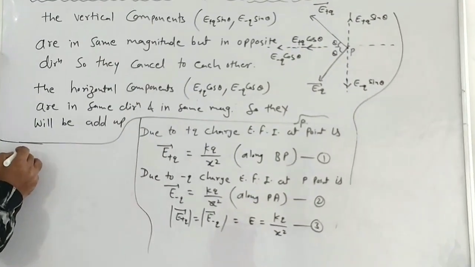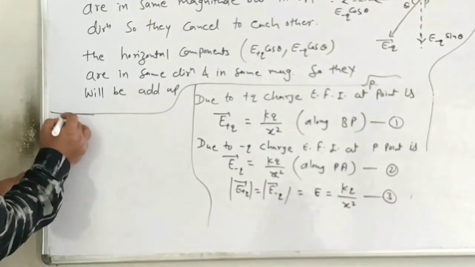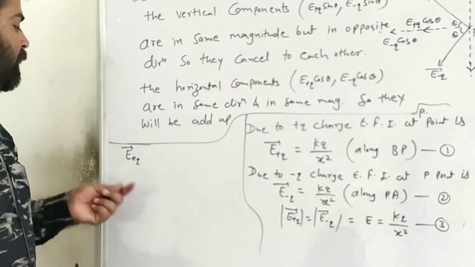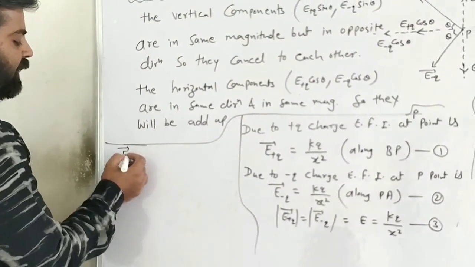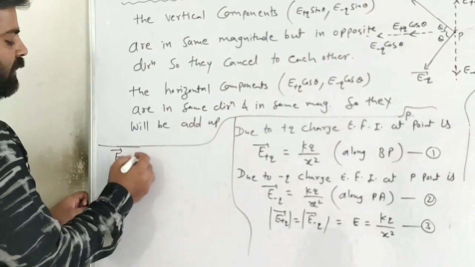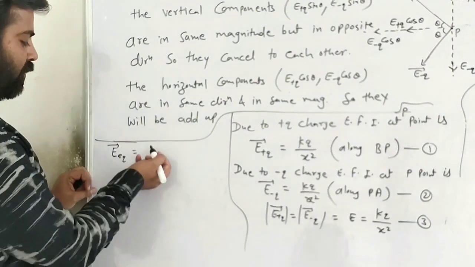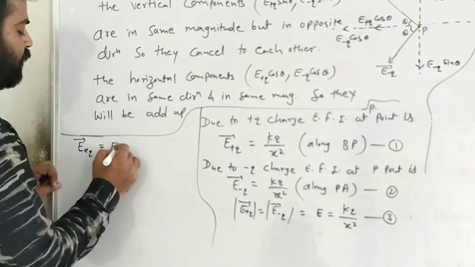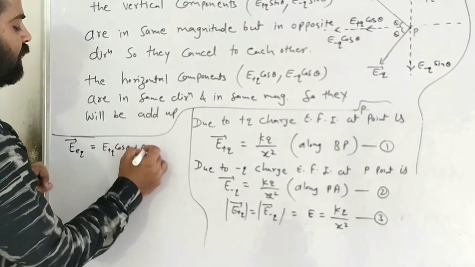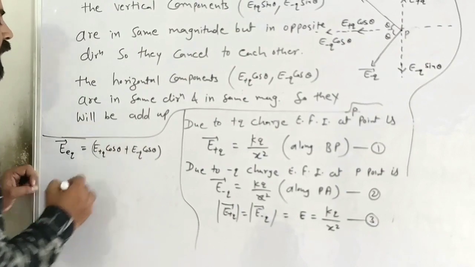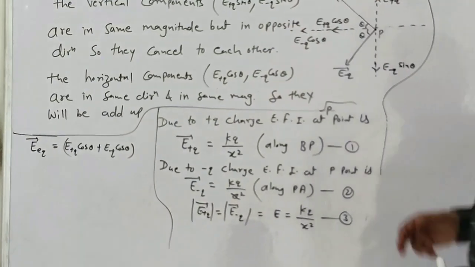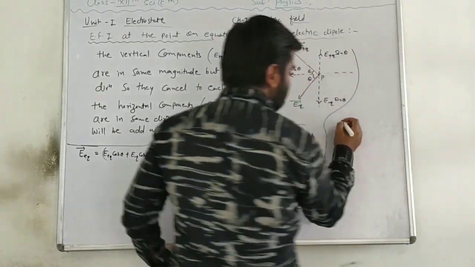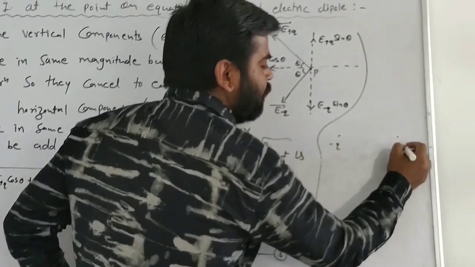The resultant electric field intensity is denoted by E equatorial, because we have to find the electric field intensity at any point on the equatorial plane. So the resultant electric field intensity E equatorial is equal to E plus q cos theta plus E minus q cos theta in magnitude, and its direction is in this direction, as we have drawn minus q and plus q charge.